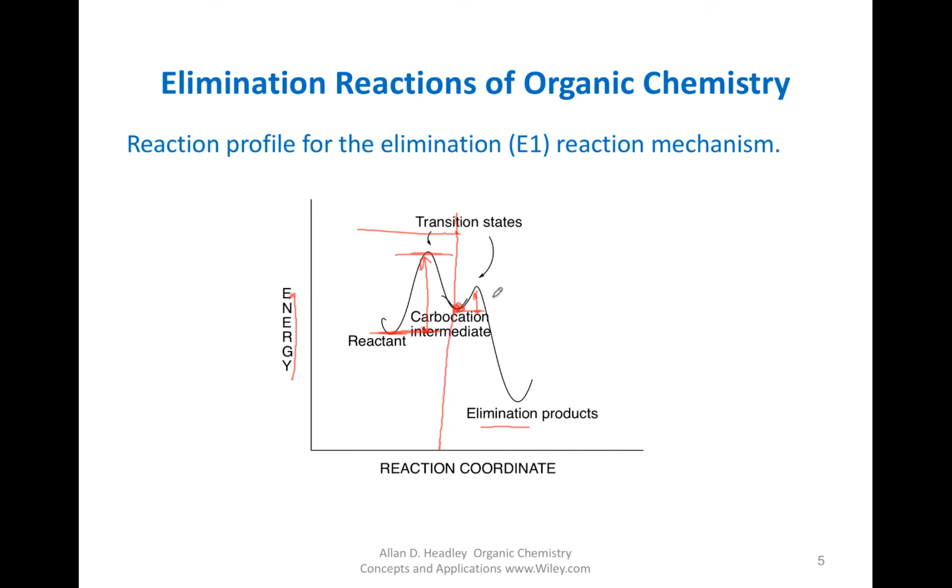So most important here, this represents the E1 mechanism, the reaction profile, a two-step reaction showing an intermediate where the activation barrier to form the intermediate is much higher than the activation barrier from the carbocation to form the elimination products.